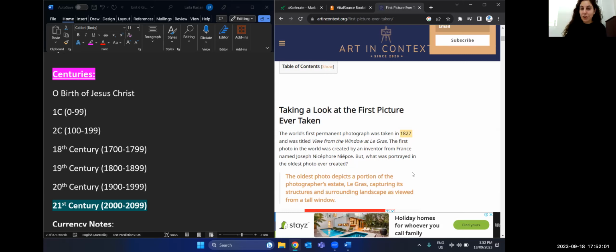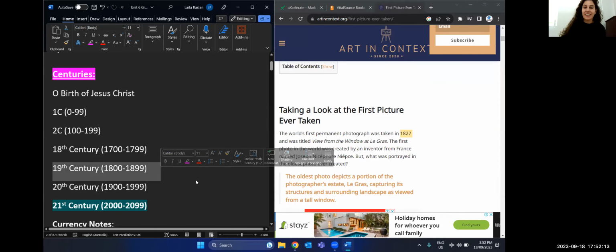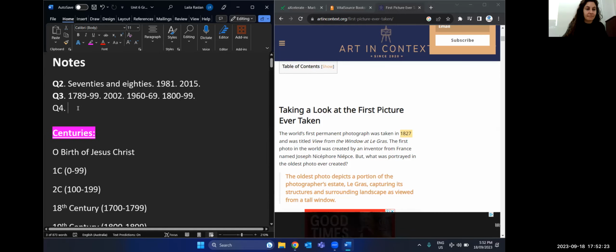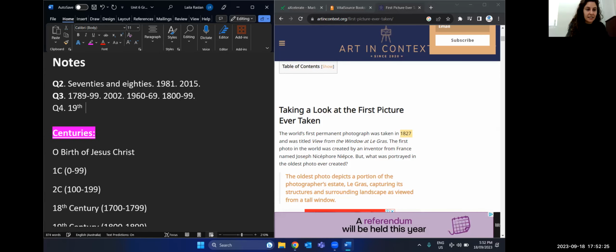1827. The world's first permanent photograph was taken in 1827. What century is that? 1827. That's the 19th century. Can we see that the first photograph, in the year 1827, is in the 19th century? Yeah, so 19th century. Okay, good.